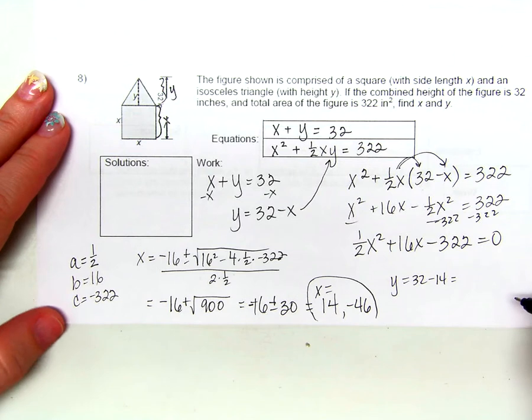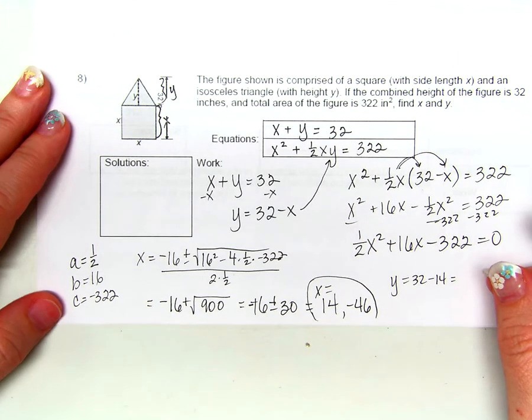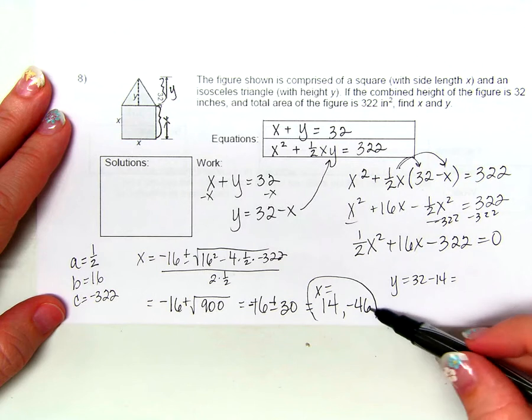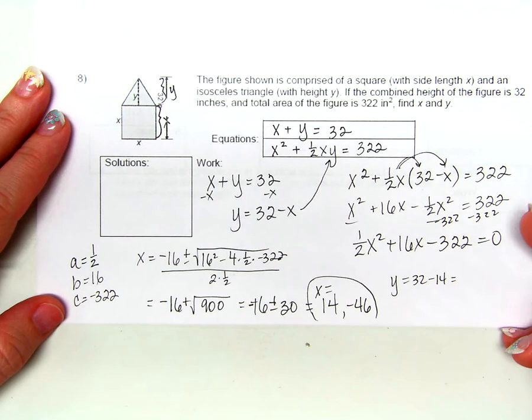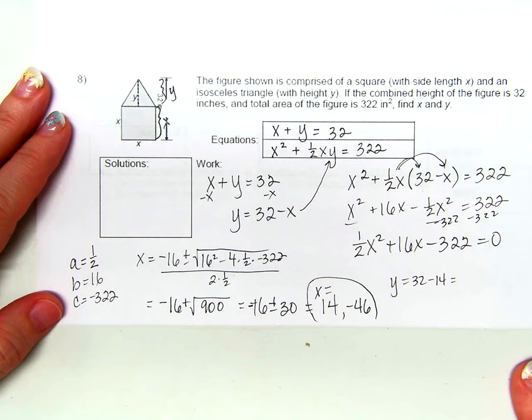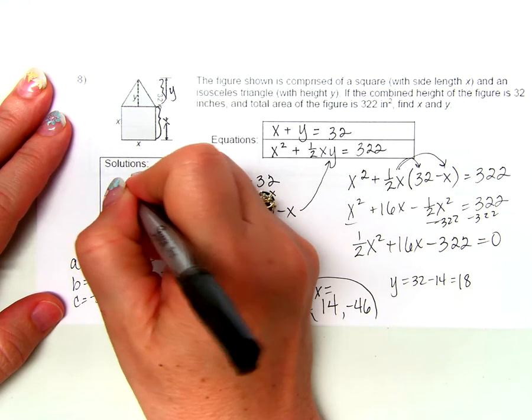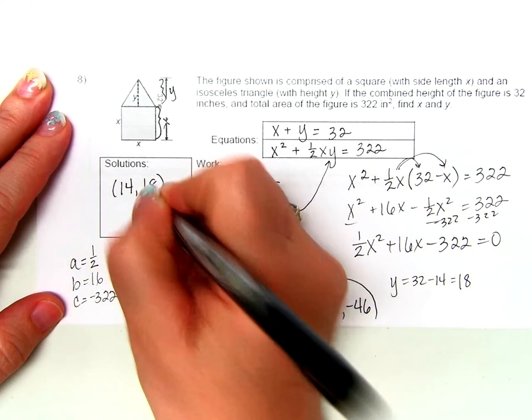Why is it going to be a negative number? I'm trying to find the width of the square, right? Can you have a square width of negative 46? So do you have to do both of them? No. What is 32 minus 14? 18. So when x is 14, y is 18.